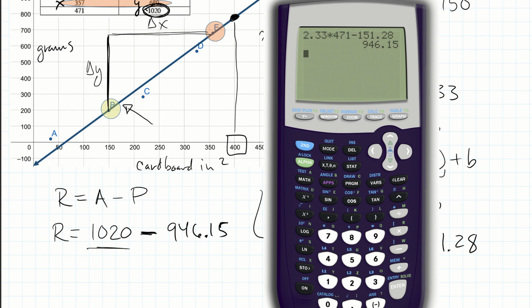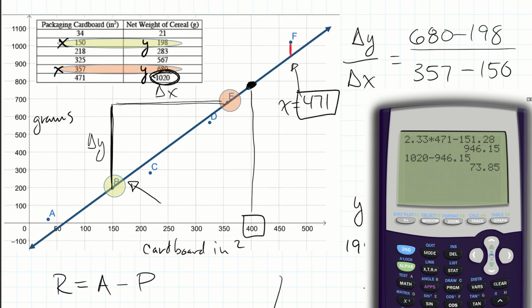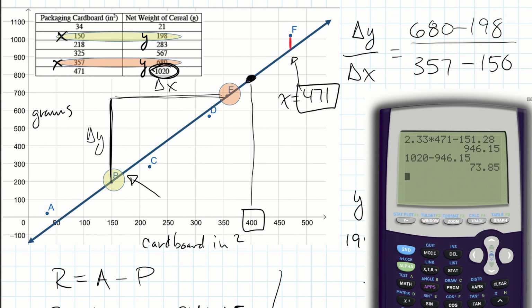It's a subtraction problem to get the residual. It's 1020 minus 946.15. There it is. The residual is 73.85. Great. And it is a positive number too. I'm going to see that every single time I calculate the residual for a point that's above the model, it's positive. And if it's below the model, I'm going to see that it's negative.